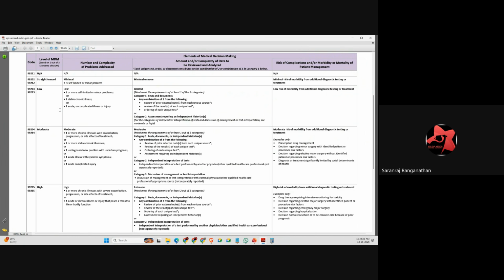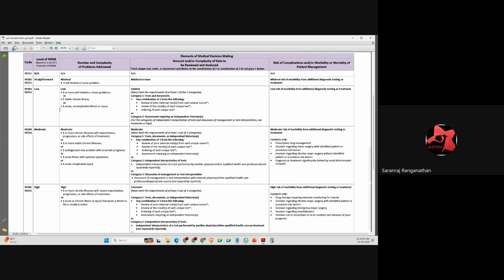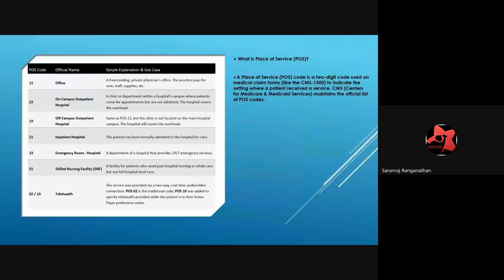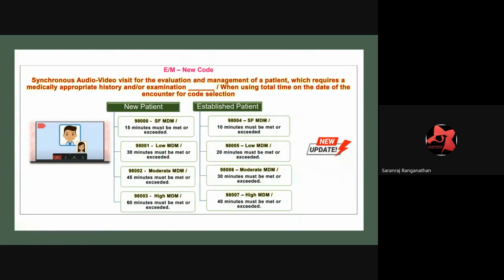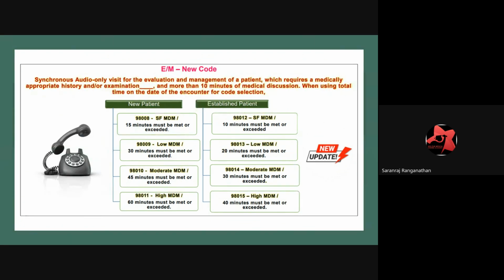What are the basic things we have to see for the exam? Here I've added something called place of service. Sometimes you may get questions related to the place of service. We are looking at it domain-wise, and in that we'll see it in depth. Here for E&M, these are some of the places of service. Then we have deleted the old telehealth codes. They introduced new telehealth codes based on audio and video for new patient and established patient, and next, audio-only for new patient and established patient.